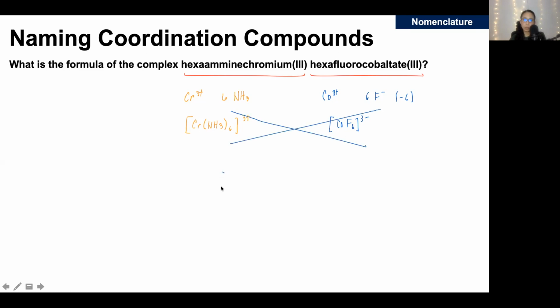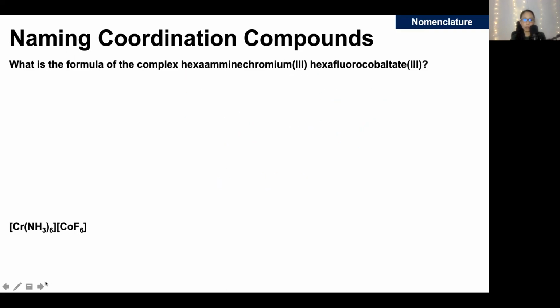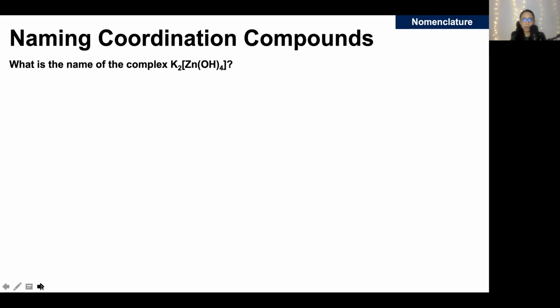Now, combining the two, the way you combine your cations and anions to form your ionic compounds is by crisscross. So what we have is [Cr(NH3)6] subscript 3 followed by [CoF6] subscript 3. But since they have the same subscripts, you just delete the subscripts because they are equal. So the final answer is this one. Do I still have an example? Yes, I have 2 more examples.